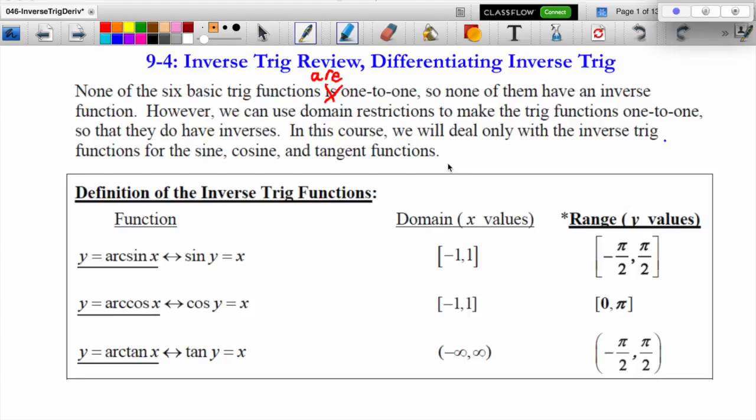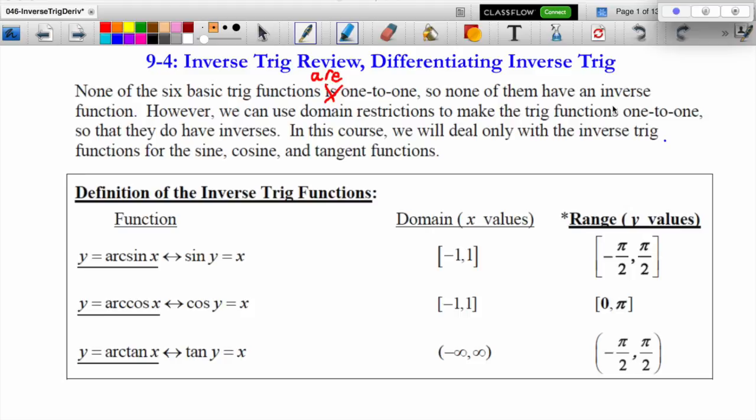Whatever. So what we want to make sure we do is that since none of them are one-to-one, none of them have an inverse function. You should remember that to have an inverse function, you have to pass the horizontal line test. That means you have to be one-to-one. It also means you have to be monotonic.